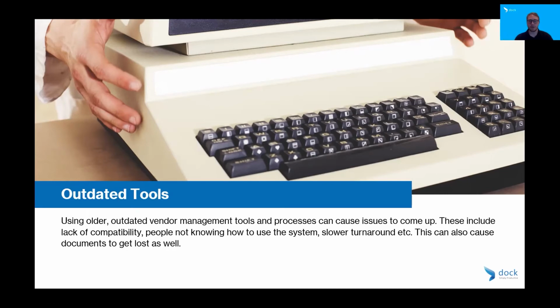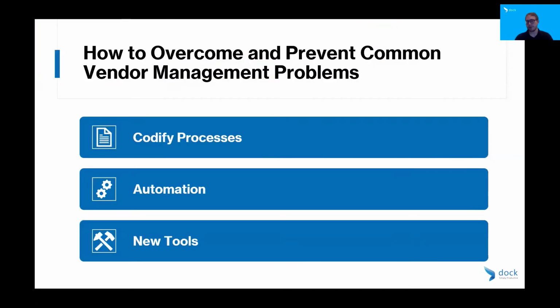So, with that said, here's 3 big ways that you can really overcome and prevent a lot of your vendor management problems. And again, we've touched on all of these throughout the webinar so far. First of all, you need to codify your processes. Write everything out. Find a way to get everything enshrined into either a system or a document somewhere so everyone knows what they need to be doing. And then make sure everyone knows what they're supposed to be doing. Distribute it. Give people access to it. Or if it's a tool, just let them know that the tool is going to do it for them.